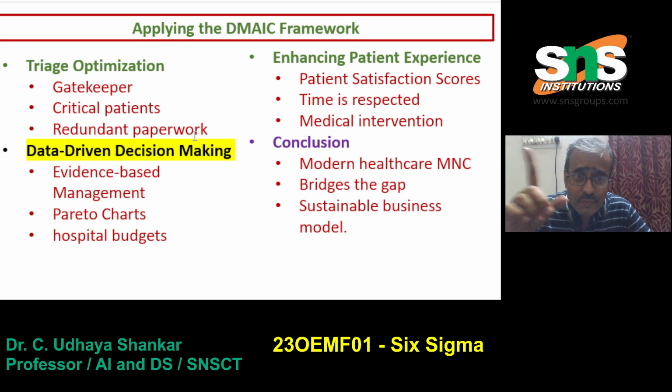Rather than making staffing decisions based on feelings, hospital CEOs can use Pareto charts. We have discussed Pareto charts, and in detail we will be discussing them in future. What are these Pareto charts actually? Pareto charts are used to identify the 20% of causes that result in 80% of the delays. In many cases you can see that 20% of the causes will result in 80% of the delays.